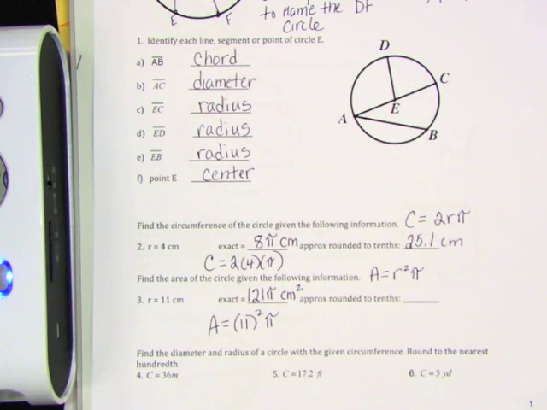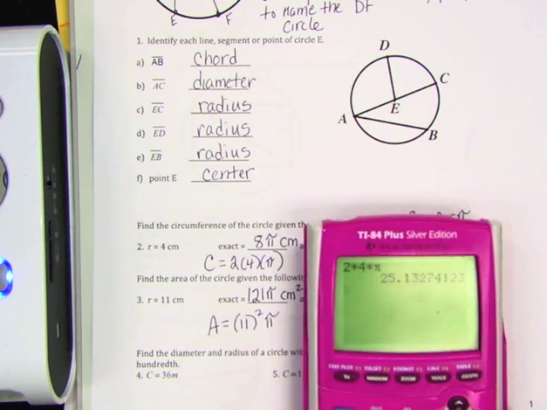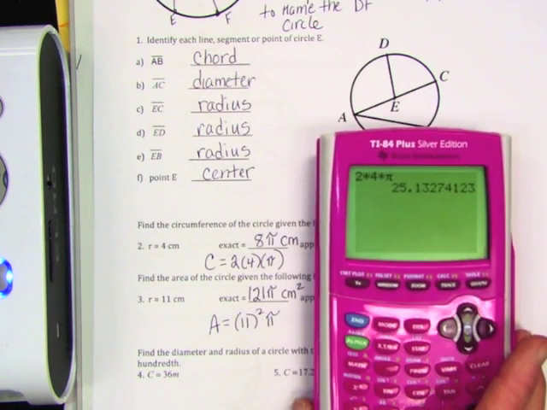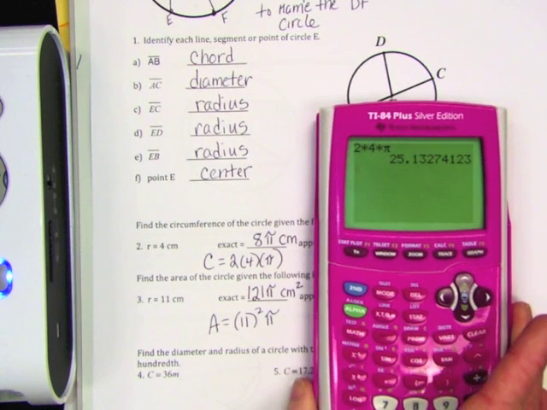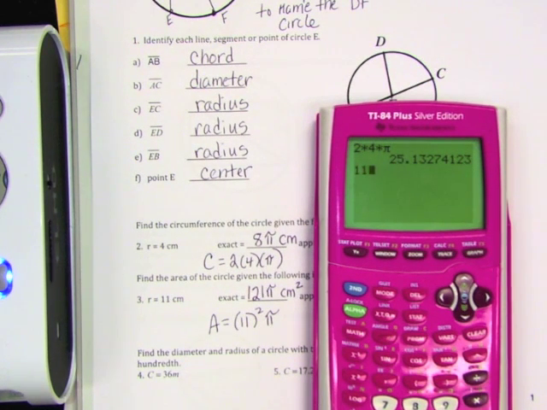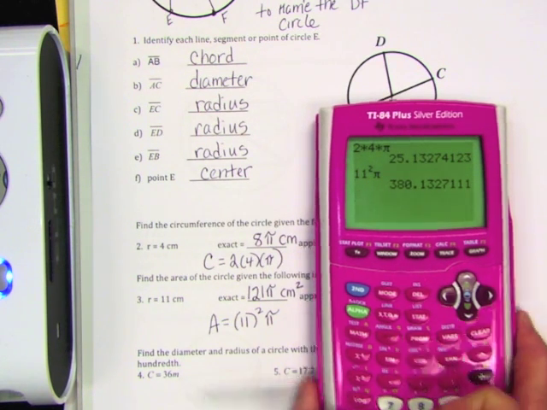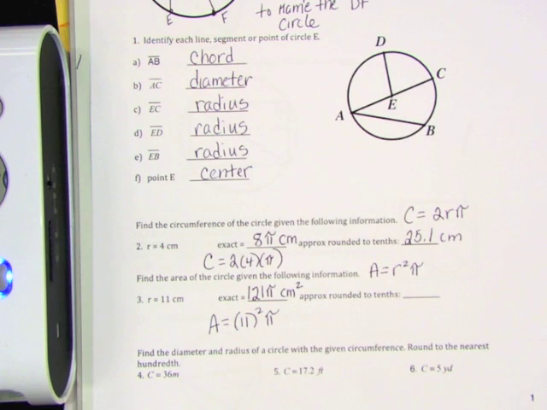And approximately, rounded to the nearest tenth, we'll go back to our calculator and we will do 11 squared. So you're going to hit the squared button, and then you're going to do second caret, and that's going to get you your pi, and then you're going to type it in, enter, and rounding to the nearest tenth is going to give us 380.1 centimeters squared.